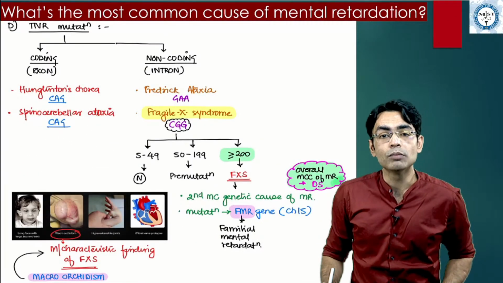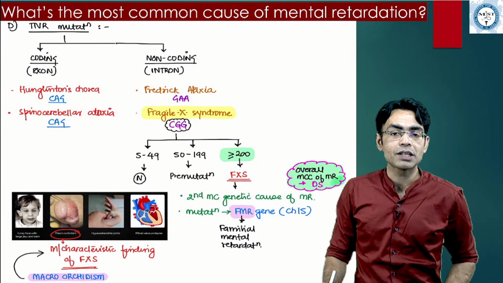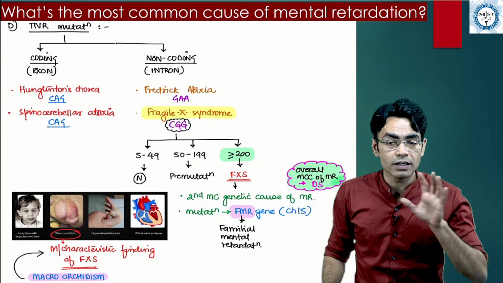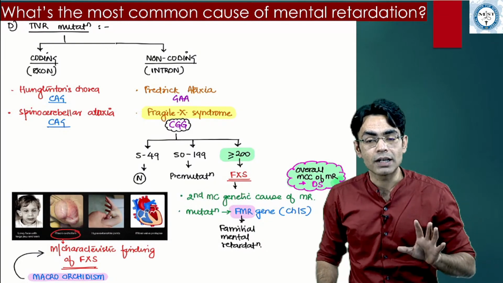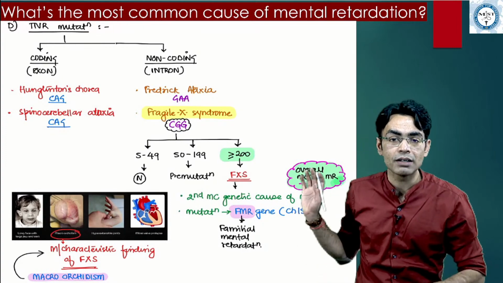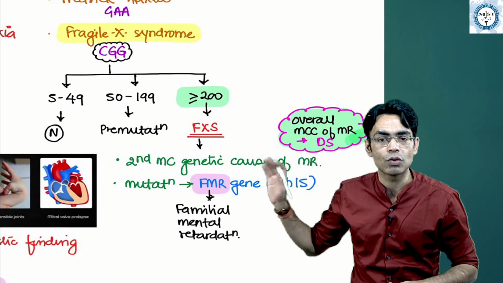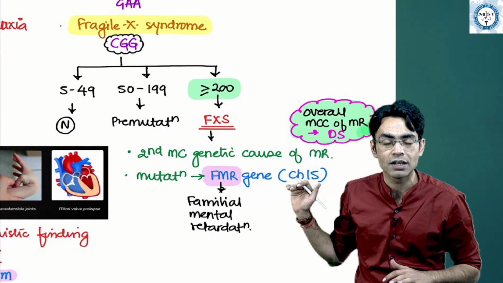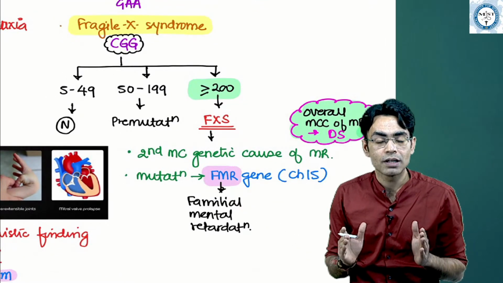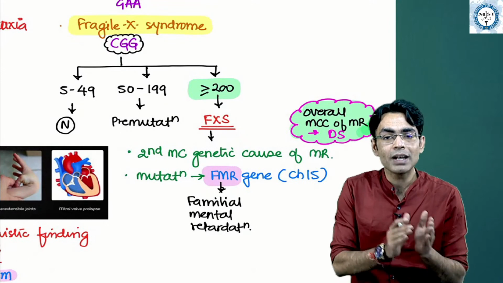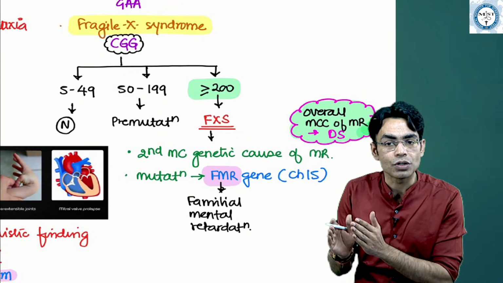Then, what is the most common cause of mental retardation, you have asked? See, the most common genetic cause of mental retardation happens to be Down syndrome. These are again my class notes which we have written. Overall most common cause is Down syndrome, but the second most is Fragile X. So never get confused in this. Fragile X is second most common, and the most common happens to be Down syndrome.